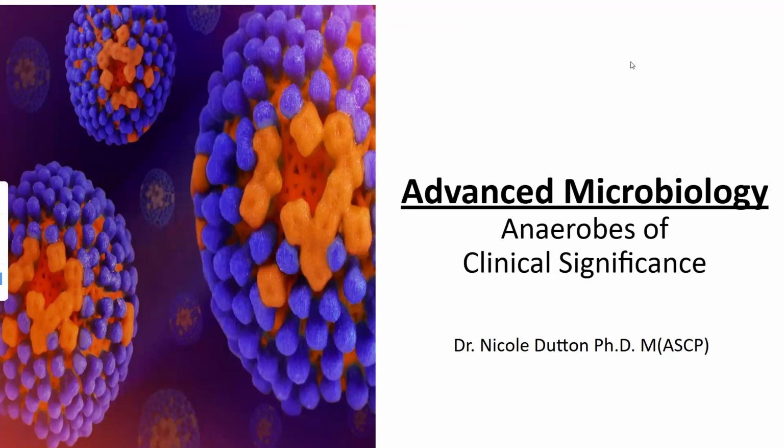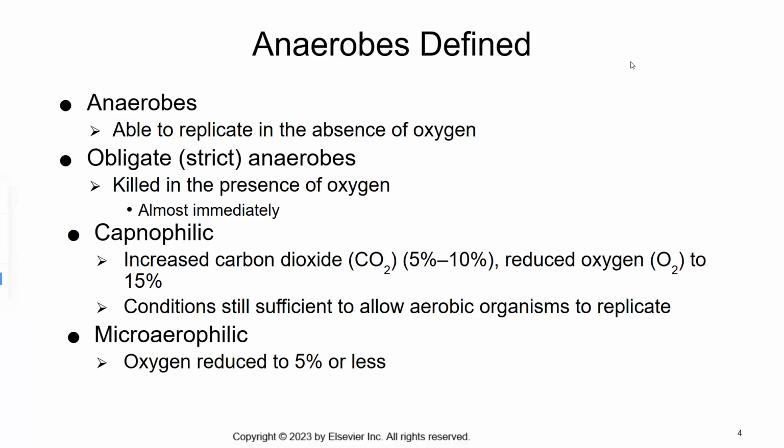Anaerobes of clinical significance. Anaerobes are able to replicate in the absence of oxygen. Obligate or strict anaerobes are killed in the presence of oxygen almost immediately. Capnophilic organisms require an increased carbon dioxide and slightly decreased oxygen level in their environment in order to grow well. The conditions in a capnophilic environment are still sufficient to allow aerobic organisms to replicate.